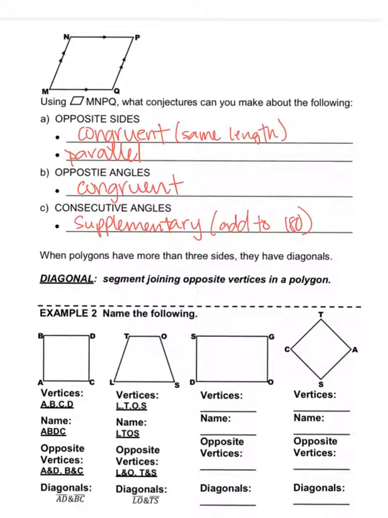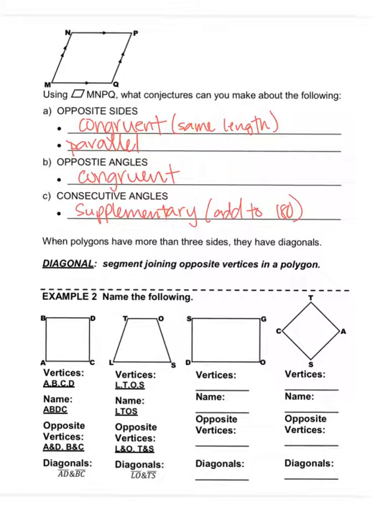So for this first one, this rectangle, the vertices would be considered D, O, G, S. Make sure you put commas in between. The name, again, just pick one letter and then either go clockwise or counterclockwise. So we can name this DOGS, or we could have said DSGO, doesn't matter. Opposite vertices are going to be D and G, and then O and S. And then our diagonals, again, are going to be connecting your opposite vertices. So DG would be considered one diagonal, and then OS would be considered another diagonal.